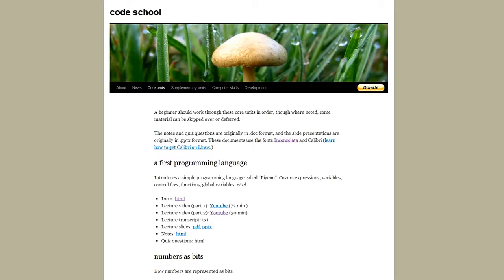Now again, the order you see here on this page is the prescribed order, but I have to admit that some of the earlier videos are a bit of a slog. I have in mind here the second and third video, numbers as bits and bits in text. Those two videos explain how data is represented as bits, namely how do you represent numbers as bits and how do you represent text as bits. They are actually two of the shorter videos, but by the nature of the material they are a bit dull, and it doesn't help that these are two of the earliest videos I did.